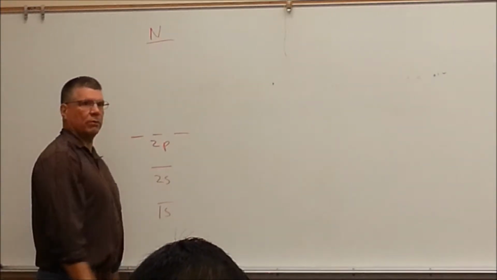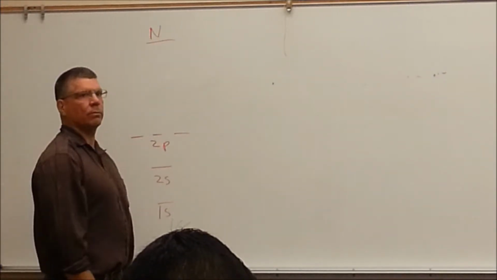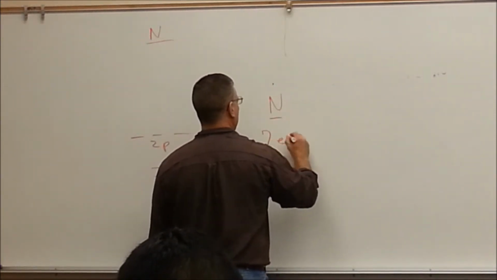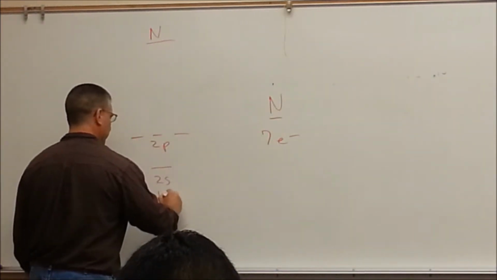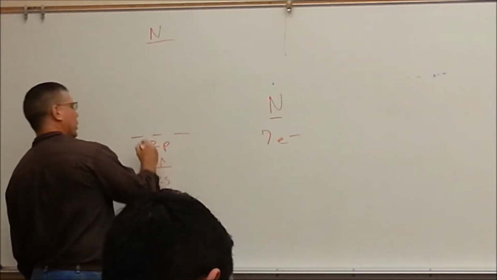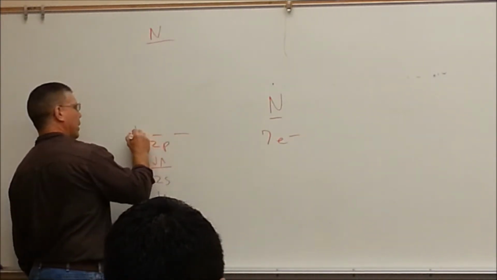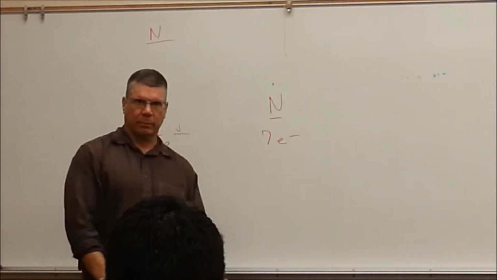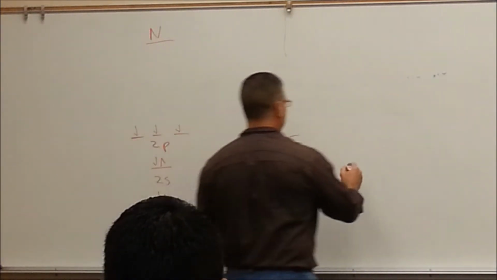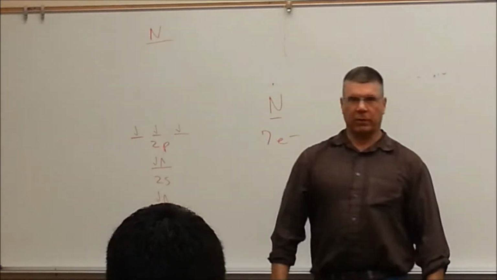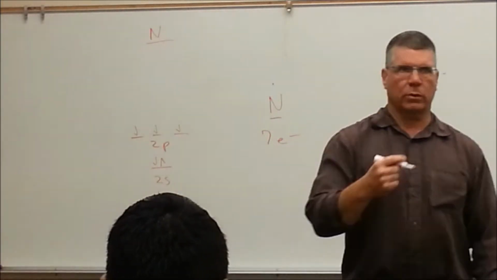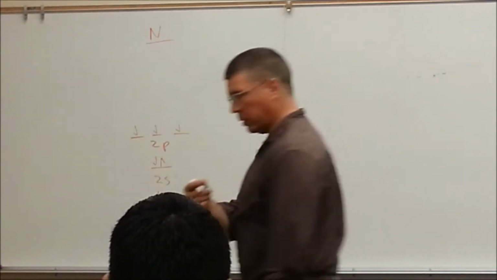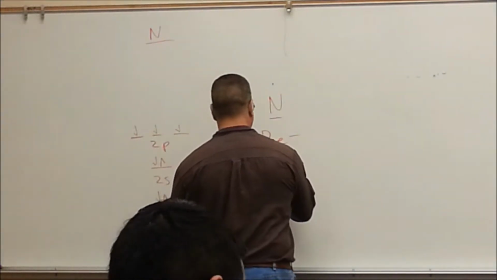So, how many electrons in nitrogen? 7. So, 1, 2, 3, 4. Now, following Hund's rule, 5, 6, 7. Can you guys tell me what the electron configuration is? 1s2, 2s2, 2p3. Not 6. Okay, wait. Yay, 2p3.